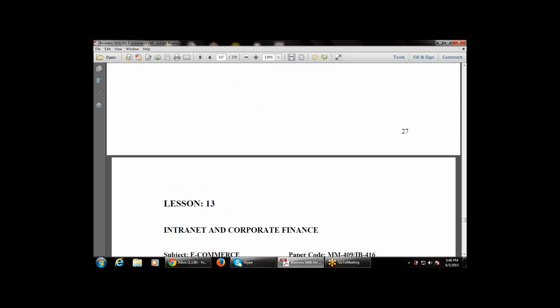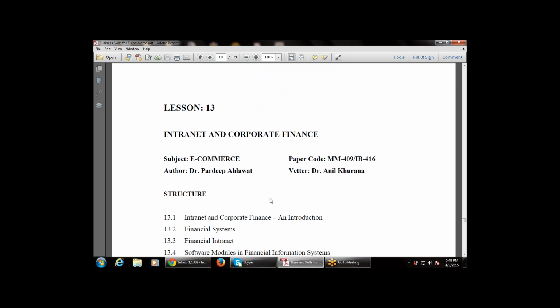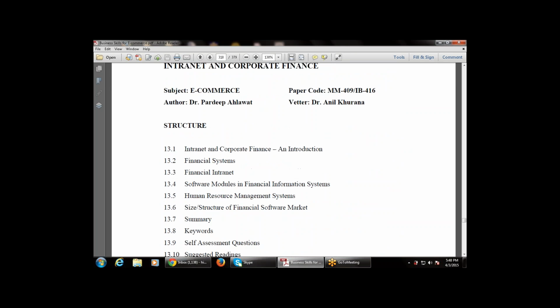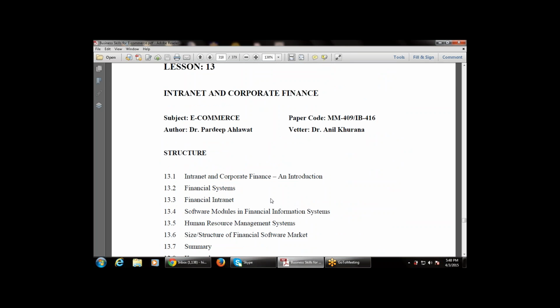These are the self-assessment questions, and these are the reading books. So we have wound up chapter number 12 also. Now next is chapter number 13, that is how the internet is used with corporate finance, that is how the intranet is made available with corporate finance.